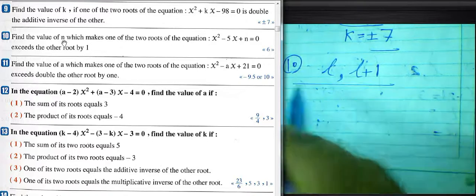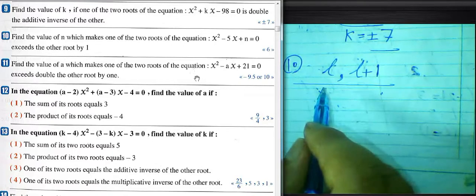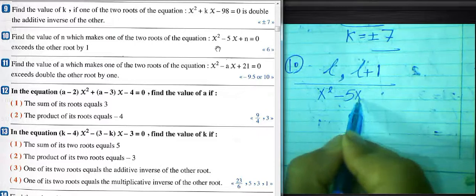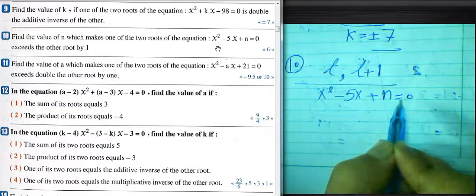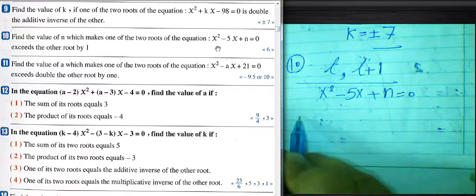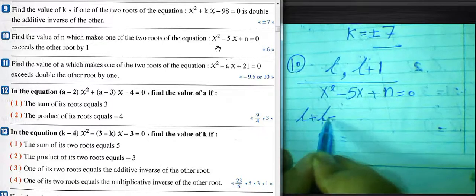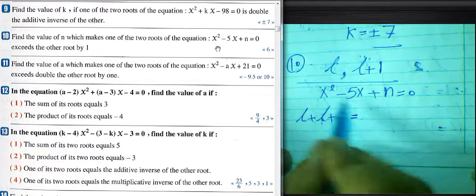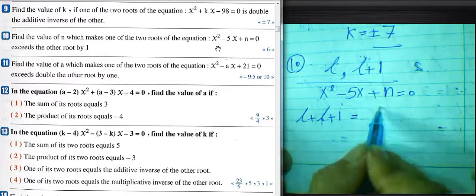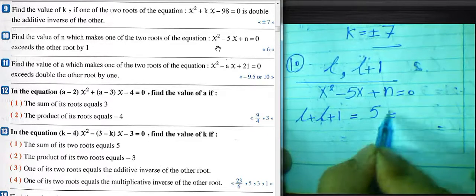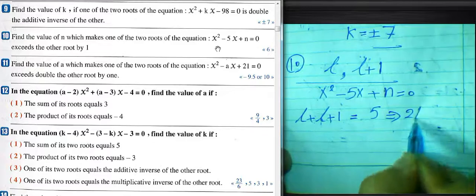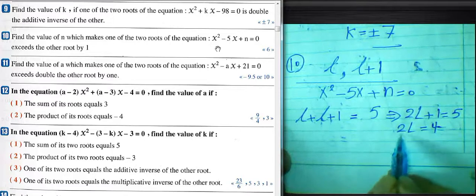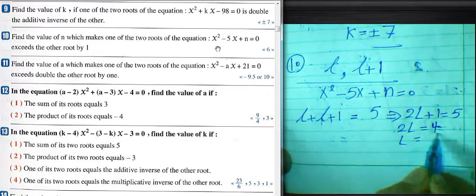Okay, we have this equation x power 2 subtract 5x plus n equal 0. We know l plus l plus 1 equal the sum of the two roots, equal negative negative 5 over 1, equal 5. So in the simplest form, 2l plus 1 equal 5. So 2l equal 4. So the result is l equal 4 divided by 2 equal 2.